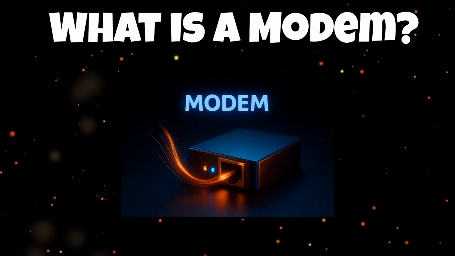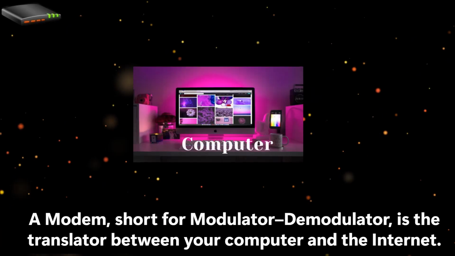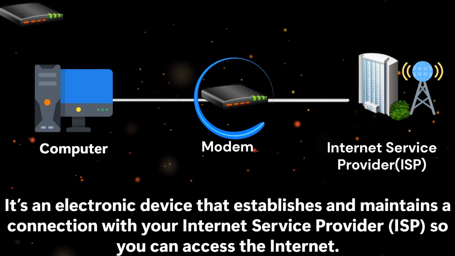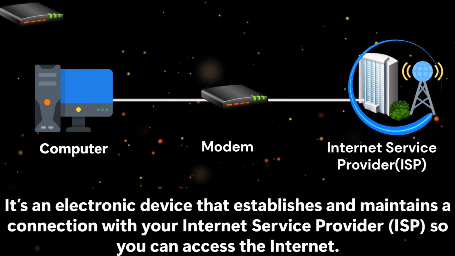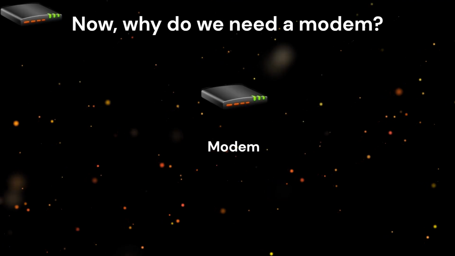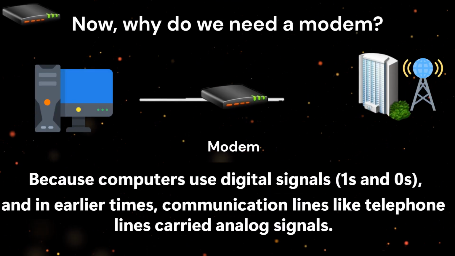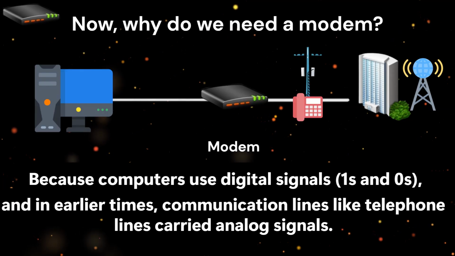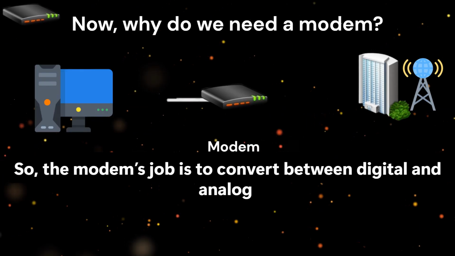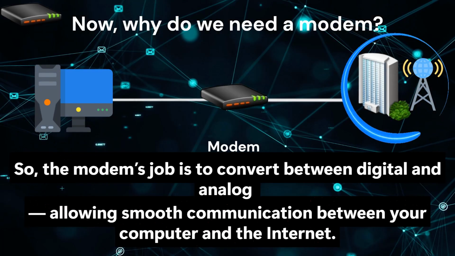What is a modem? A modem, short for modulator-demodulator, is the translator between your computer and the internet. It's an electronic device that establishes and maintains a connection with your internet service provider, ISP, so you can access the internet. Now, why do we need a modem? Because computers use digital signals, ones and zeros, and in earlier times, communication lines like telephone lines carried analog signals. So, the modem's job is to convert between digital and analog, allowing smooth communication between your computer and the internet.